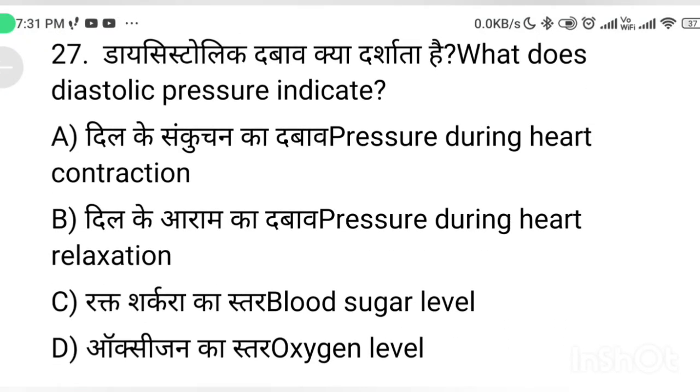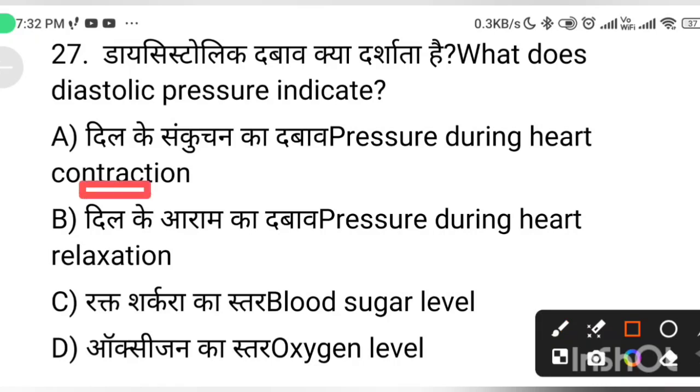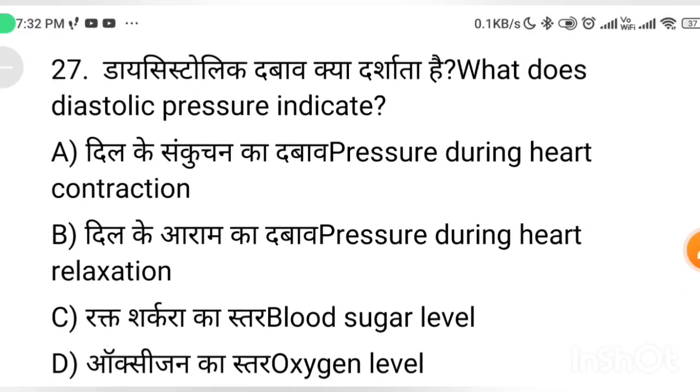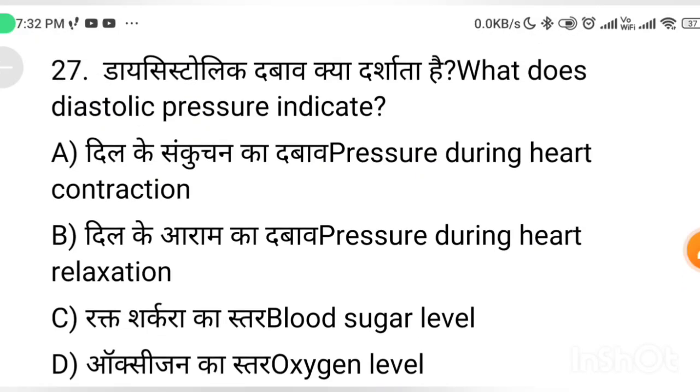What does diastolic pressure indicate? Option A, pressure during heart contraction. Option B, pressure during heart relaxation. Option C, blood sugar level. Option D, oxygen level. Correct answer is option B, pressure during heart relaxation. And systolic is pressure during heart contraction.